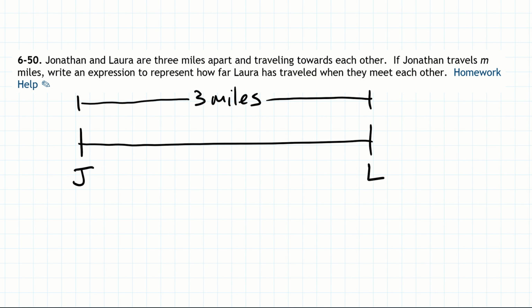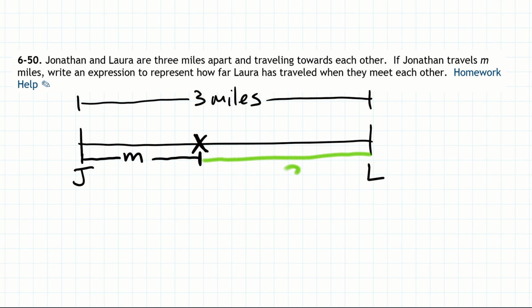If Jonathan travels m miles, so I don't know how far that is. I could put an x literally anywhere. I could put it here, here, here. I don't know where he's at precisely, but I'm just going to say if he were to travel, let's say, m of the miles. So if he travels a distance of m miles, the question we're asked is write an expression to represent how far Laura has traveled when they meet each other. So we can see that the distance she's going to travel is here. I'll highlight it in this green color. So she's going to travel this distance.